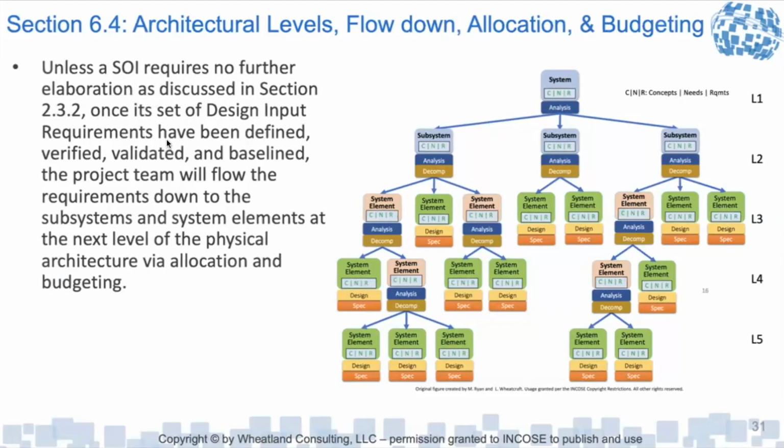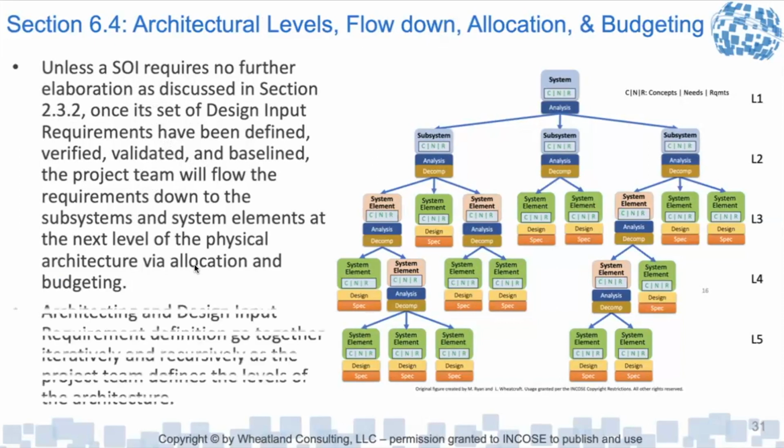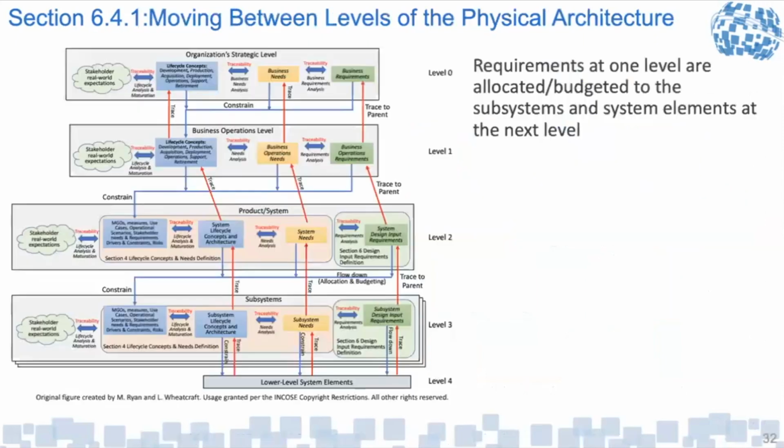Once a set of design input requirements have been defined, verified, validated, and baselined, the project team is going to flow those requirements down to subsystems and system elements at the next level of the physical architecture via the activities of allocation and budgeting. Architecture definition and design input requirements definition are concurrent activities that go together iteratively and recursively as the project team defines the levels of the architecture, flows requirements down to the next level, and then repeats.